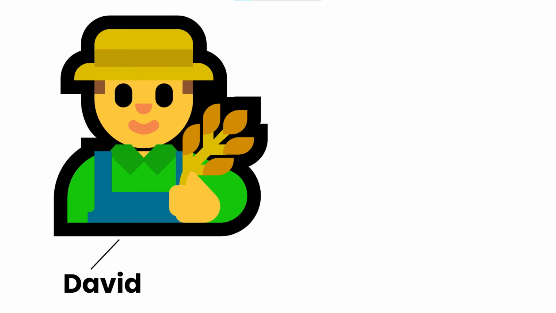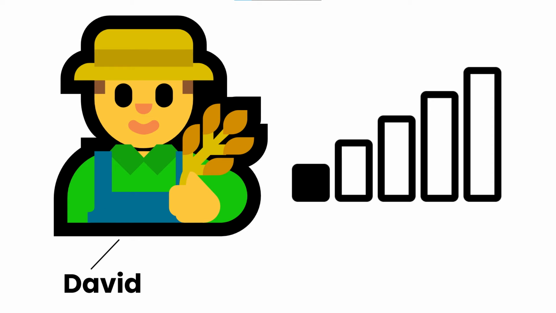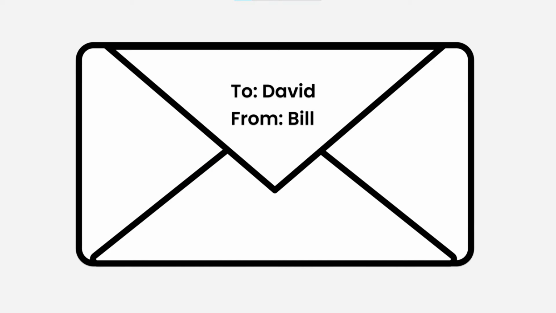Meet David. David is a rural farmer who has to travel for internet access. One day, David's friend Bill sends him an email about a 5G satellite launch. After reading the article about the satellite launch, he wonders if it'll bring better internet access to his home.